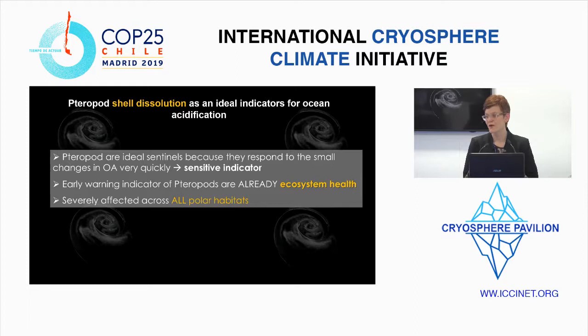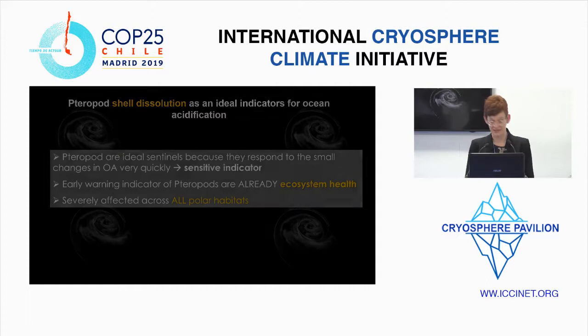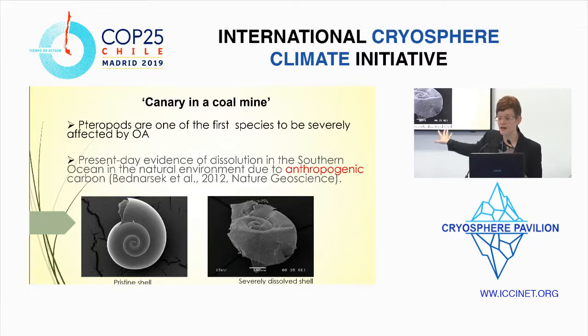So a very important part in all this is that we're always talking about the predictions, but when it comes to pteropods being affected in the natural environment, those changes are actually observable already. This is the study we conducted in 2012, pteropods from the Southern Ocean region. Normally you would be expecting pristine shells on the left, but what we found in the Scotia Sea are these really severely dissolved shells, vulnerable to predation, to infections, and so on. And an important point, what we explicitly demonstrated in this study is that if it wasn't for this anthropogenic carbon in the system of the Southern Ocean, we would not be seeing this level of dissolution. So it's crucial to keep that component in there.